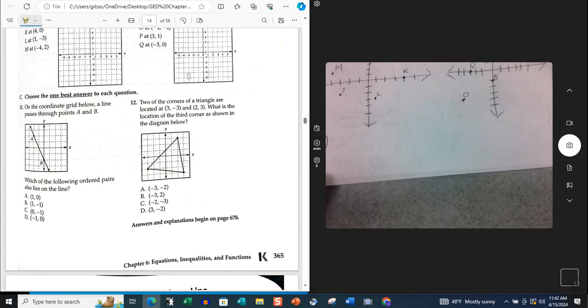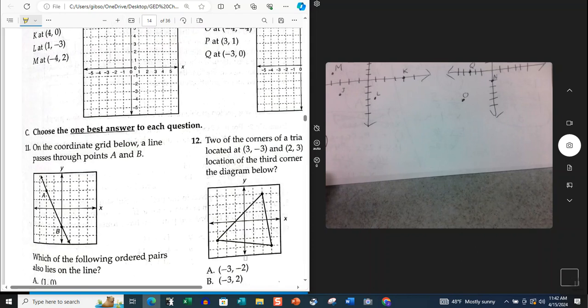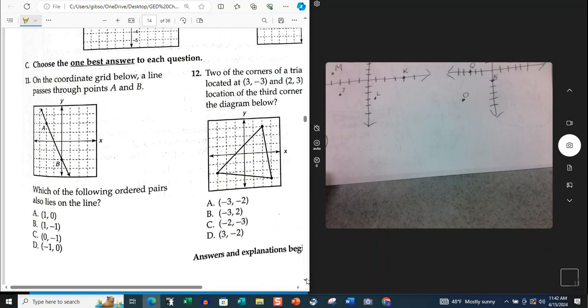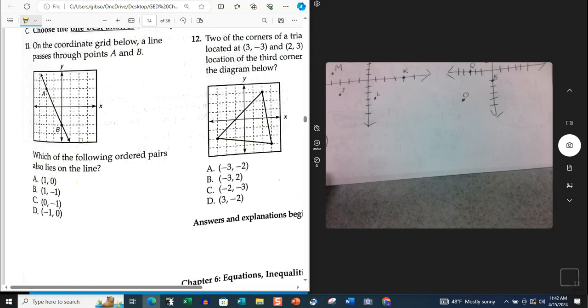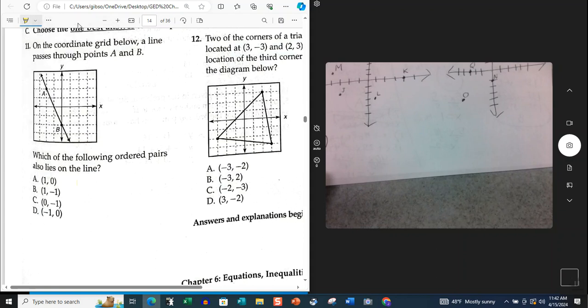So what we could do here is look at this line. We want to find something that's also on this line. Anyway, it says which one of these ordered pairs is on the line.